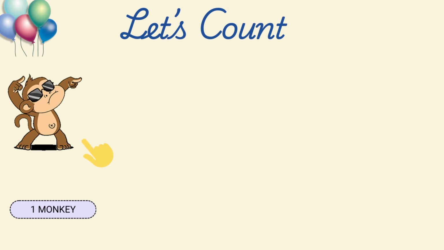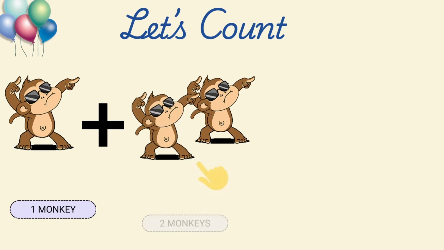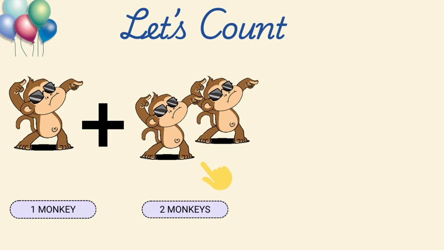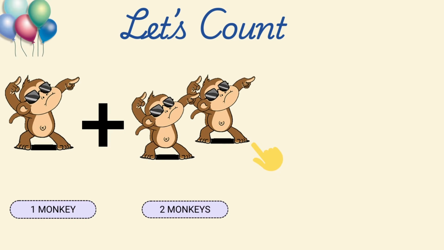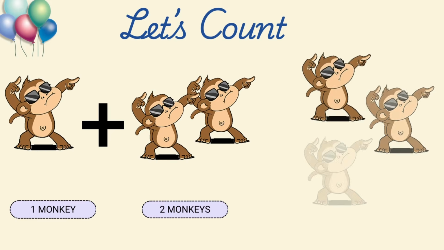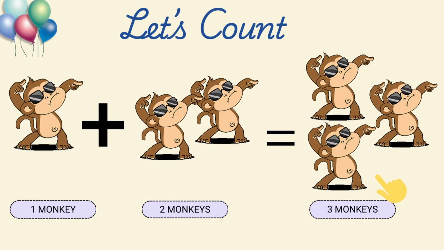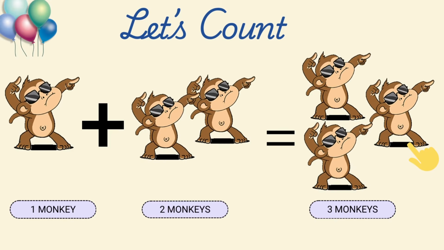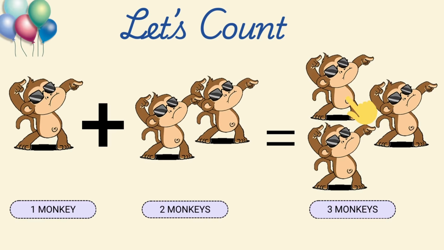Let's count. Here is 1 monkey plus 1, 2 monkeys is equal to 1, 2, 3. It means 3 monkeys.